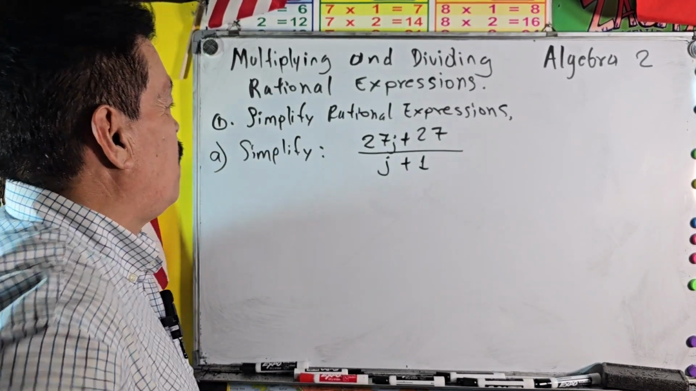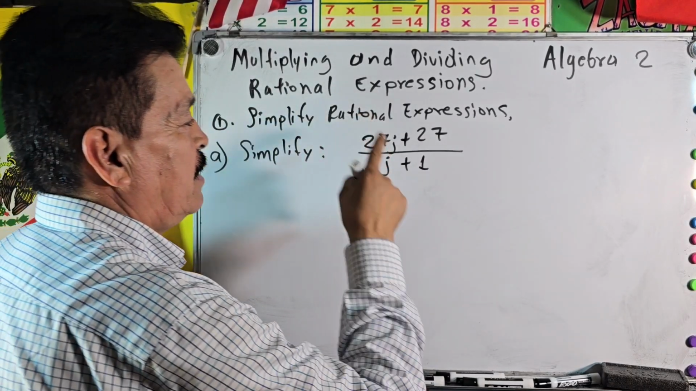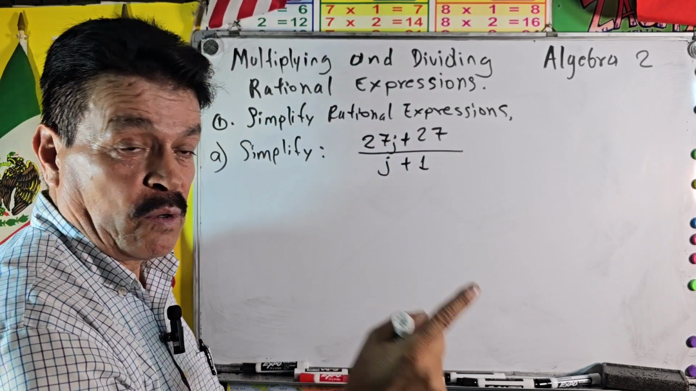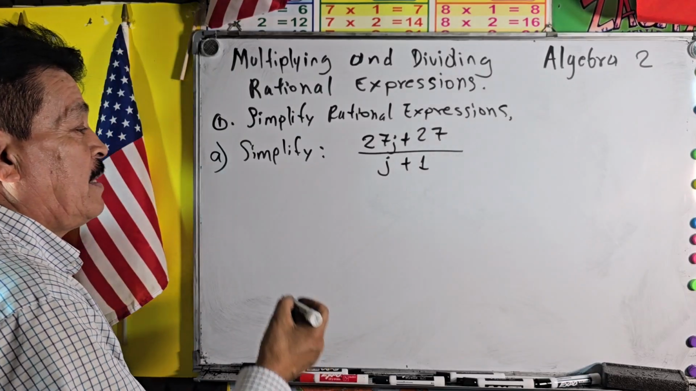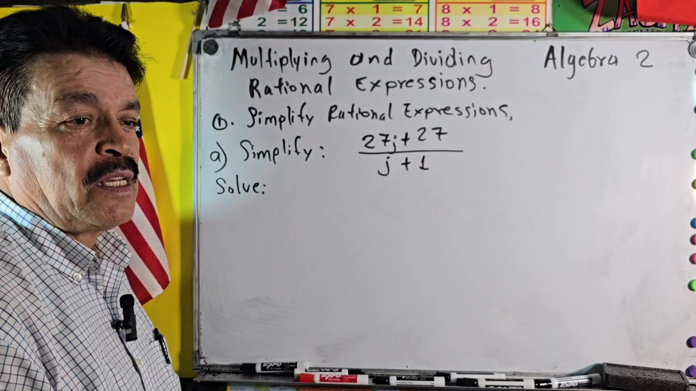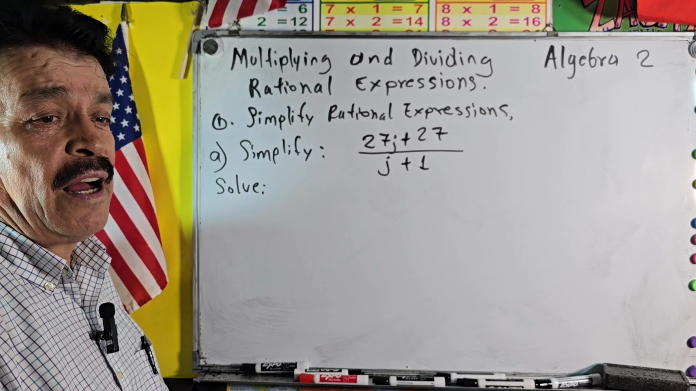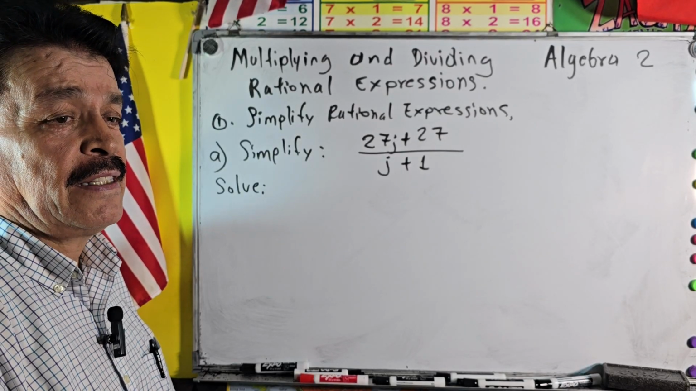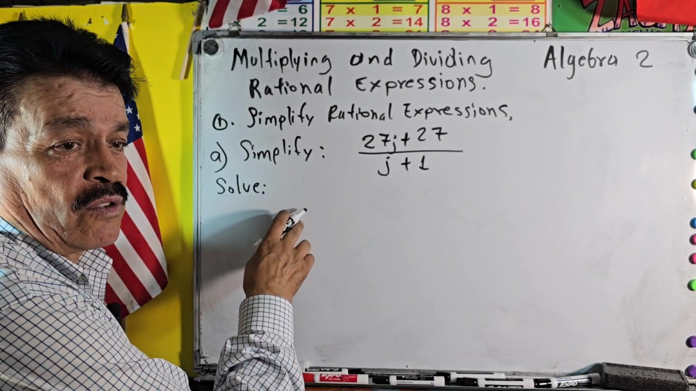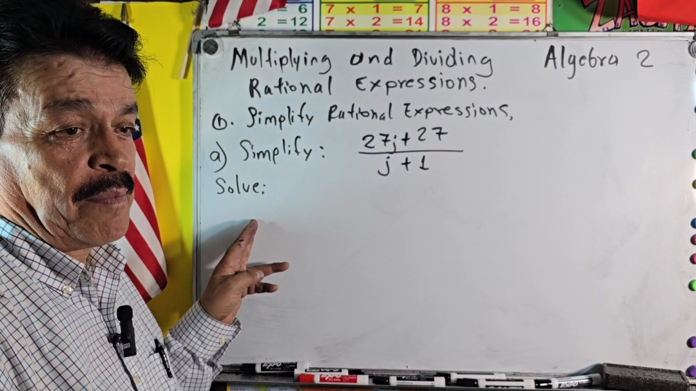So I have one problem here: simplify the rational expression. This is the first problem, simplify 27j plus 27 divided by j plus 1, right? So let's solve our problem. The first step is to factor and then cancel the common factors. First we have to factor the expression, and then find the common factors.